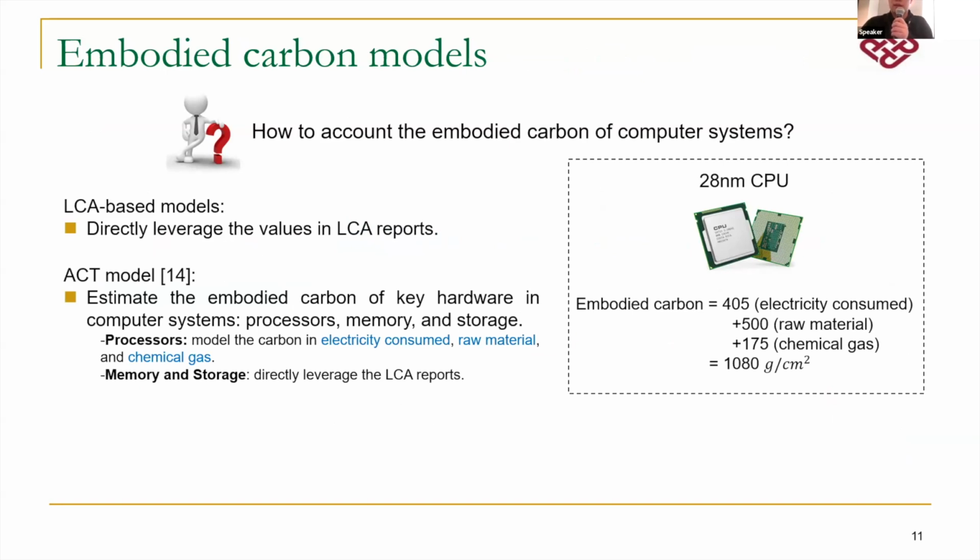For example, the embodied carbon of a 28 nanometer CPU is 1080, which is calculated based on the three components. The first is electricity consumed, and then the raw material and chemical gas. ACT estimates memory and storage also by directly using the values in LCA reports.